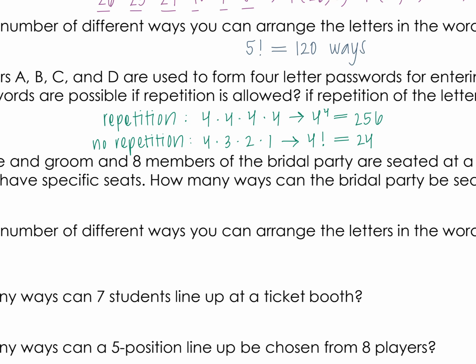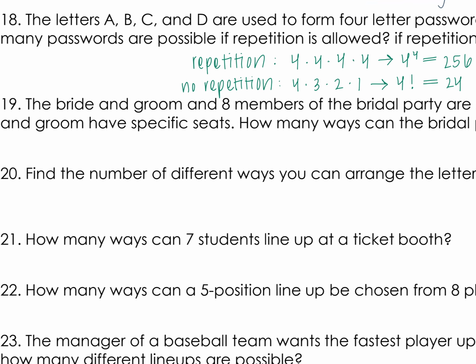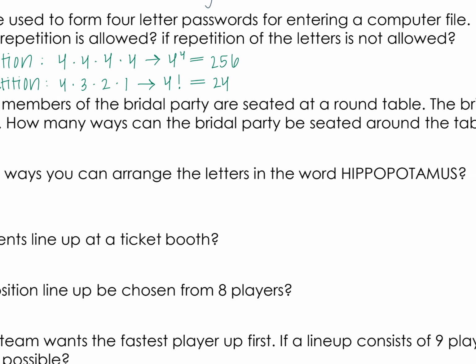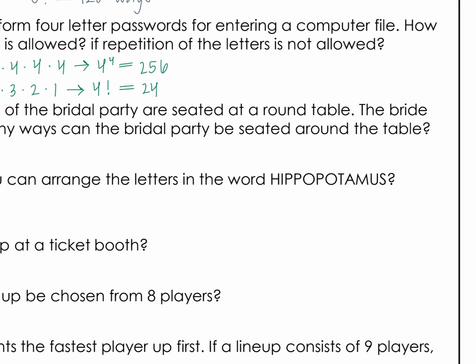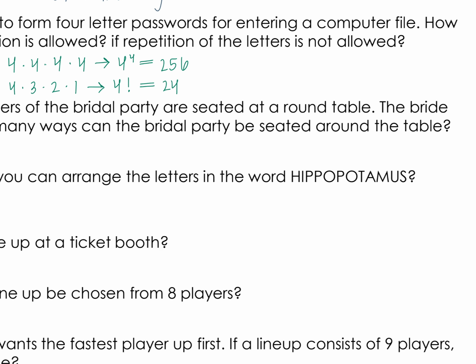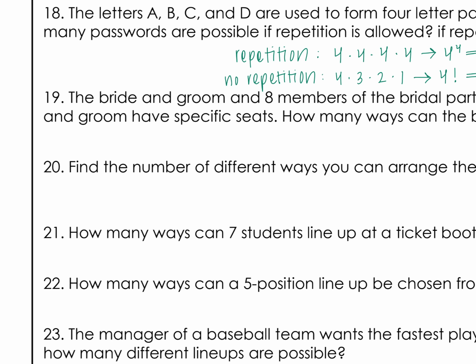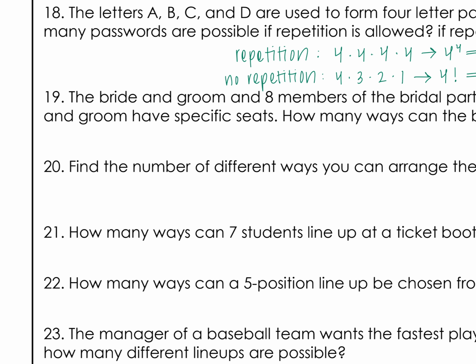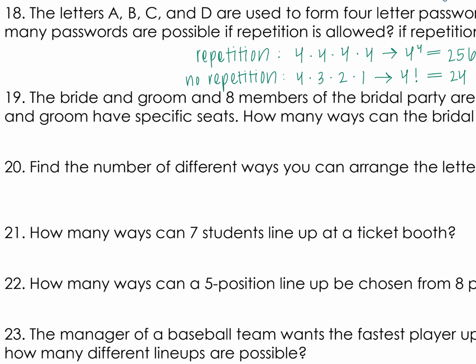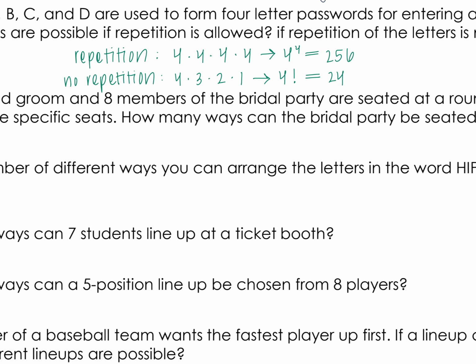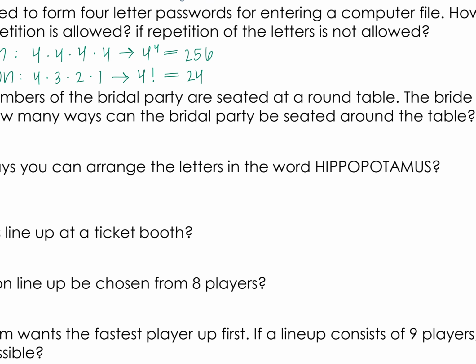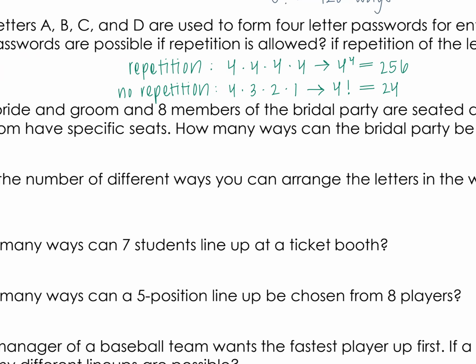All right, this next one can be a little tricky. So we have the bride and the groom and 8 members of the bridal party are seated at a round table. So we might possibly have to do the n-1 factorial because we have the round table. The bride and the groom have specific seats. So if they have specific seats, they are not going to be moving. So when they're asking how many ways can the bridal party be seated around the table, we actually are not going to do the n-1 factorial because we have 2 people that are going to stay put no matter what, and we're just going to be rotating those people around them.